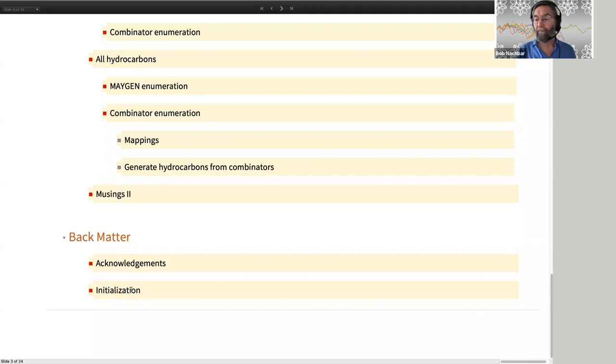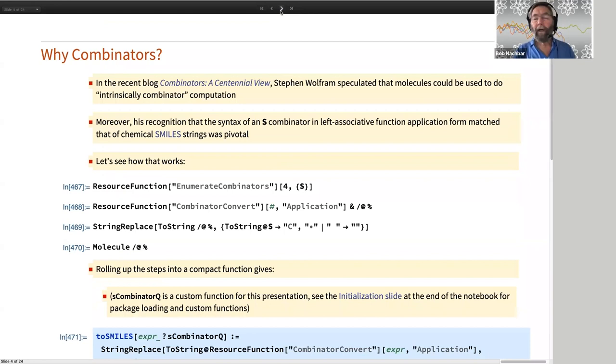Okay, so why combinators? Almost a year ago now, Stephen Wolfram wrote a blog called Combinators, a Centennial View, where he spoke about the origin of combinators with Moses Schönfinkel and how they were used to model logic computation. And we're not going to use it for logic, but he did make a connection of the structure of combinators when they're written out in their associative form with what's called the SMILES chemical string notation. And let me just show you how that works.